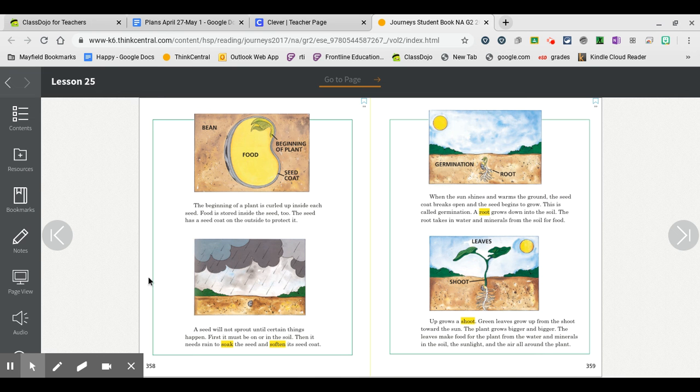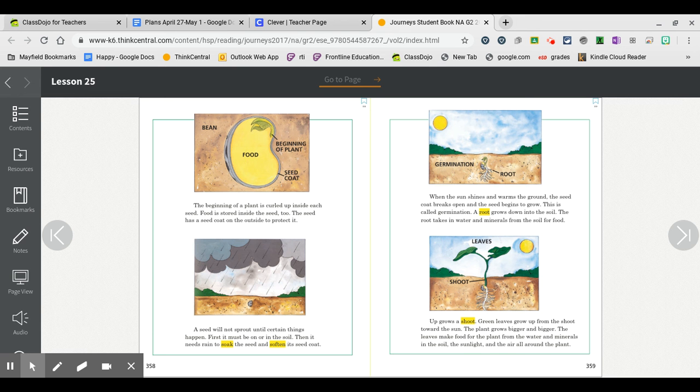The beginning of a plant is curled up inside each seed. Food is stored inside the seed too. The seed has a seed coat on the outside to protect it. A seed will not sprout until certain things happen. First, it must be on or in the soil. Then it needs rain to soak the seed and soften its seed coat. When the sun shines and warms the ground, the seed coat breaks open and the seed begins to grow.